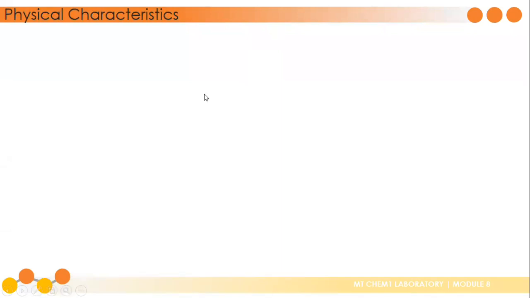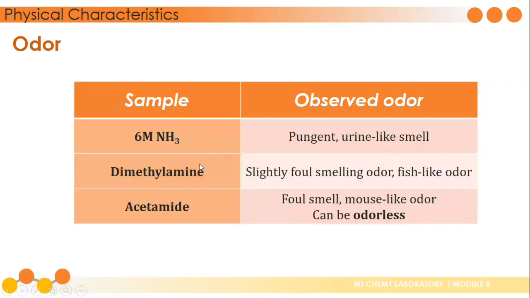Let's start with the physical characteristics, specifically the odor. For this part, you were asked to look into 3 compounds, but we only had 2 compounds available. I will still be showing the result for dimethylamine. So for your samples, which are ammonia, dimethylamine, and acetamide, for ammonia, we have a pungent, urine-like smell. We've already discussed that ammonia emits a strong, unpleasant odor. Dimethylamine, on the other hand, has a slightly foul-smelling, fish-like odor.